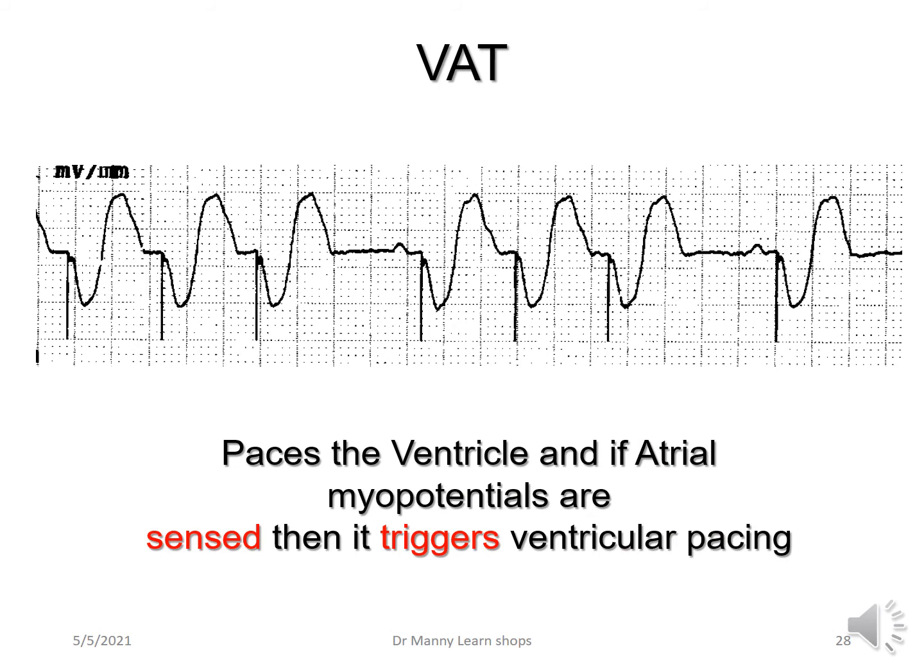VAT is a mode that paces the ventricle, and if atrial myopotentials are sensed, then it triggers ventricular pacing to join. Have a look at the fourth beat there. The atria was sensed, second part of the code. The pacemaker said, hey, there's a P wave there, atrial myopotential, and it triggered to join after a certain period of time, the PR interval, with ventricular pacing. This is VAT.